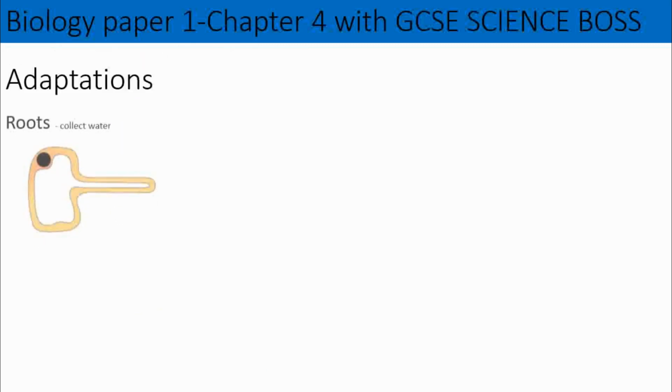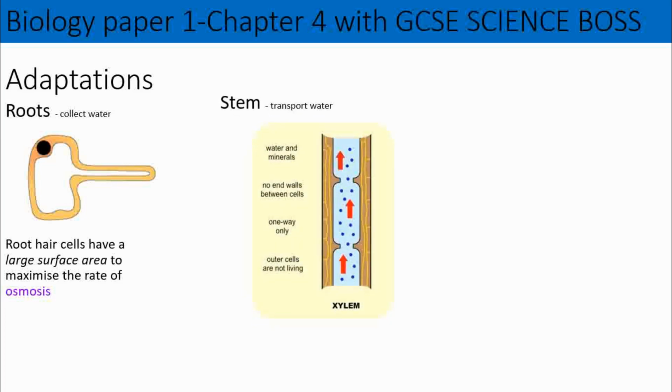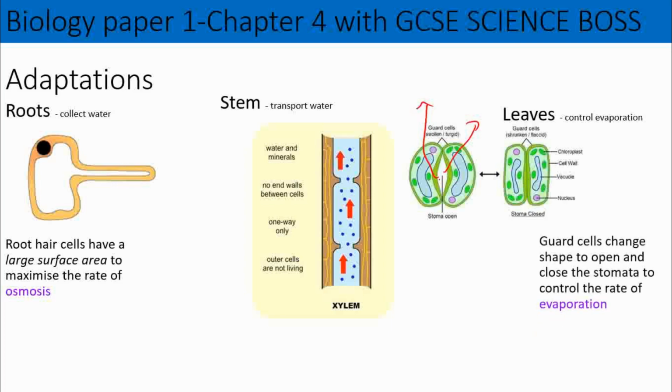Okay, good. Now, what are some adaptations inside the plant? So you have your root hair cells. Okay, they have a large surface area, which ensures that you collect as much water as possible via osmosis. You also have your xylem vessels, all right, which is dead, it's hollow, and it maintains that transpiration stream. You also have your leaves, which controls the evaporation, and it controls that by the opening or closing of the stomata. When it's open, water is going to move out. When it's closed, less water is going to move out. Okay, good. And that is controlled by the guard cells.